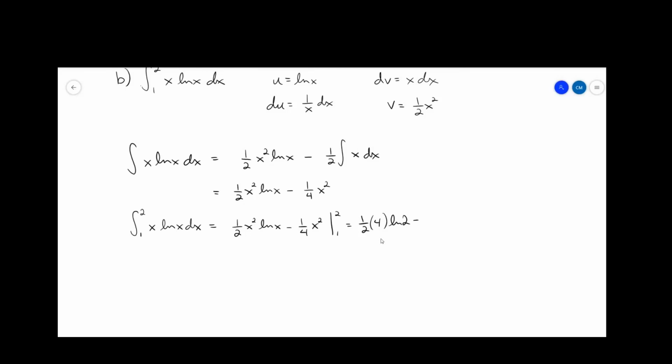Minus, if I plug in 1 there, I just get ln 1, which is just 0. When I plug in 1 on the other one, I'm going to get negative 1/4, but I'm subtracting it, so I have to remember that becomes plus 1/4. And so our final numerical answer here would be 2 ln 2, minus 1 plus 1/4, that's minus 3/4. 2 ln 2 minus 3/4. Okay, any questions about that one?